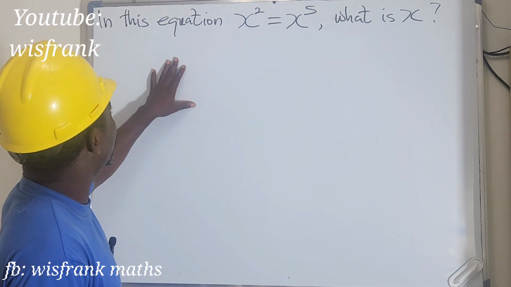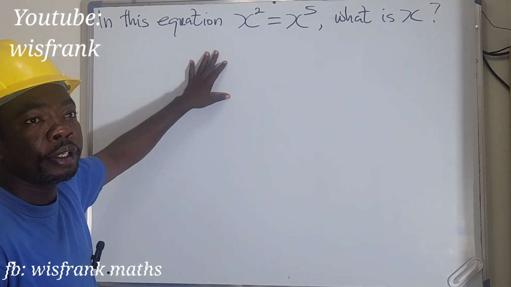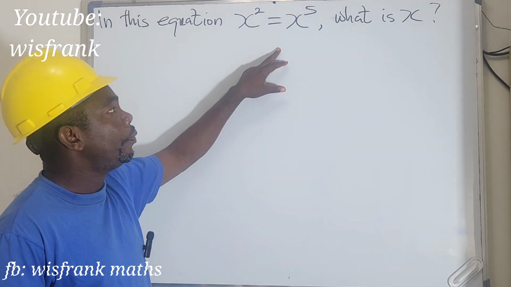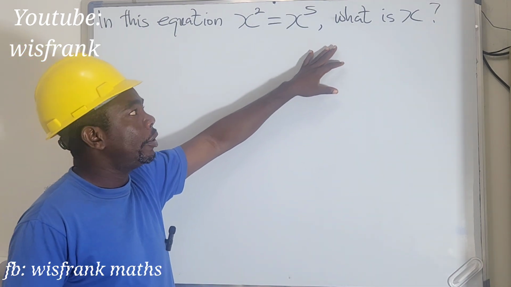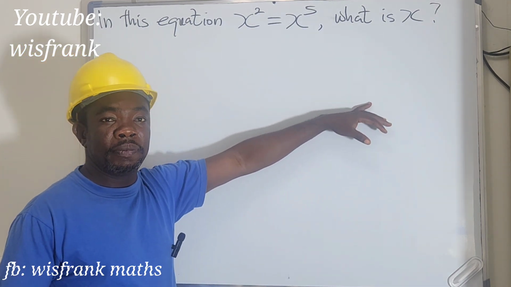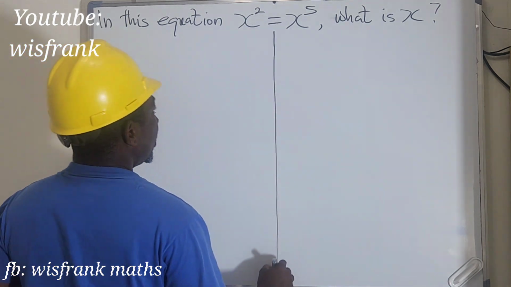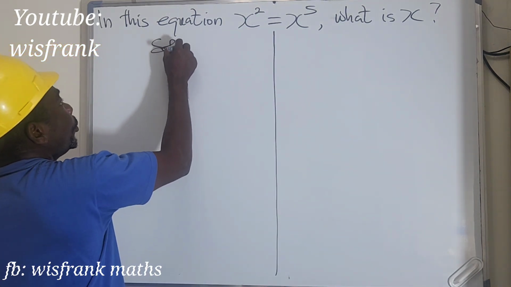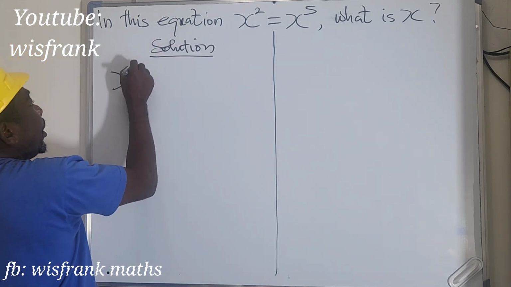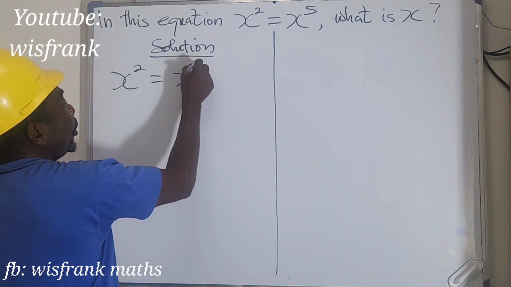Today we are looking at this question and it says, in this equation, x to the power of 2 equals x to the power of 5. What is the value of x? So in this case, we are going to look for the value of x. So we have the solution. We are given x to the power of 2 equals x to the power of 5.